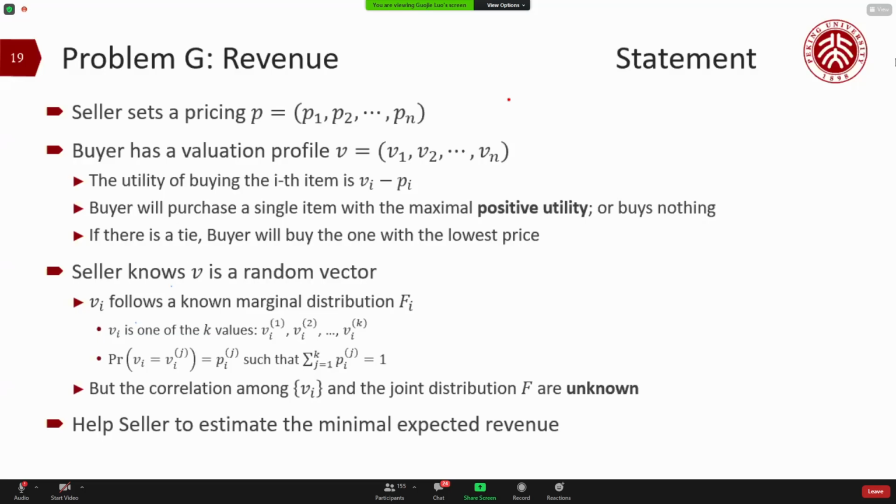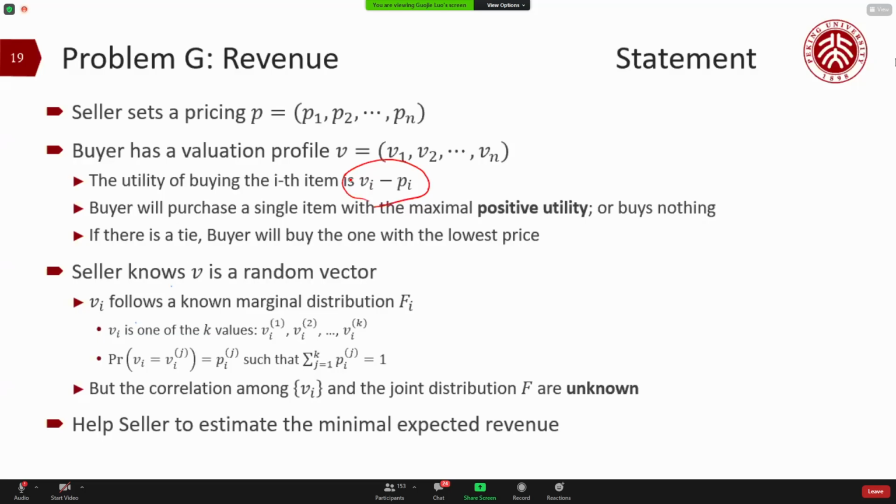And the valuation is how the buyer estimates how valuable this item is. The utility of buying the ith item is the difference between these two terms. So when the price gets higher, the utility becomes smaller. And if the valuation gets higher, the utility increases. So the buyer will purchase a single item with the maximal positive utility or buy nothing.